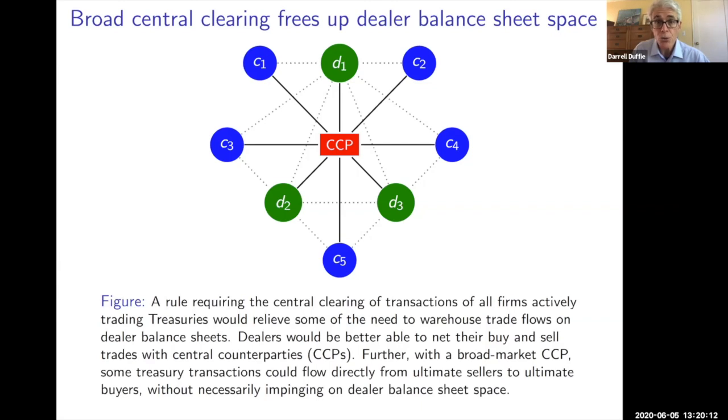So there's two main benefits: reducing the amount of settlements to be done, saving balance sheet space, even if you stay in a dealer intermediated market. And secondly, opening up the possibility of disintermediating dealers for some fraction of the trade, never requiring dealer balance sheet space. In addition to that, of course, then there's the safety issue regarding settlement risk that you also improve.